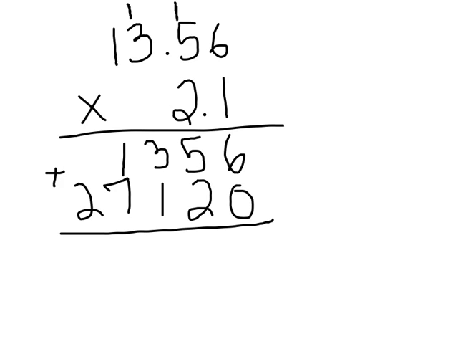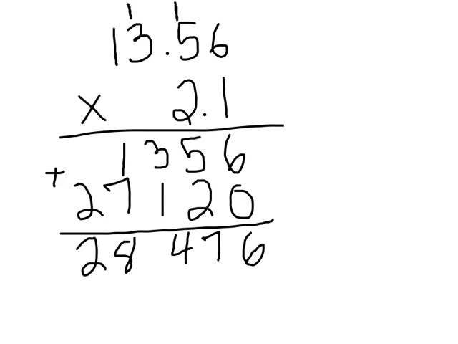So again, I'm still not worried about my decimals. I'm just adding my numbers. 6 plus 0 is 6. 5 plus 2 is 7. 3 plus 1 is 4. 7 plus 1 is 8. And then 2 plus 0 is just 2.